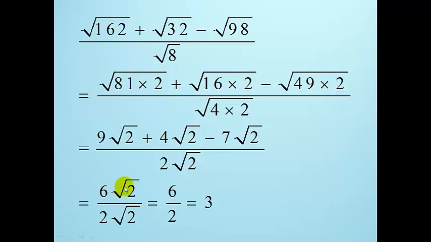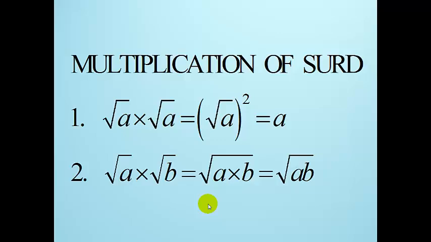So we have 6 root 2 divided by 2 root 2. Now when root 2 cancels root 2, we are left with 6 divided by 2. And 6 divided by 2 is equal to 3, because 2 goes into 6 3 times. So the answer is equal to 3. Now let's look at multiplication of surds.